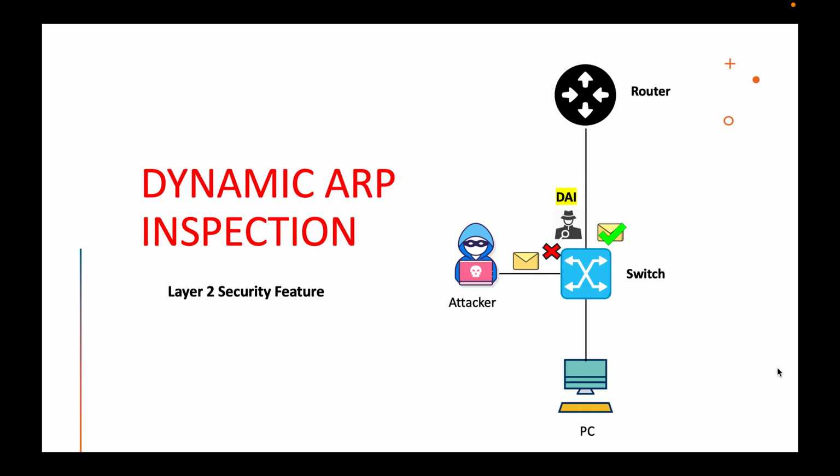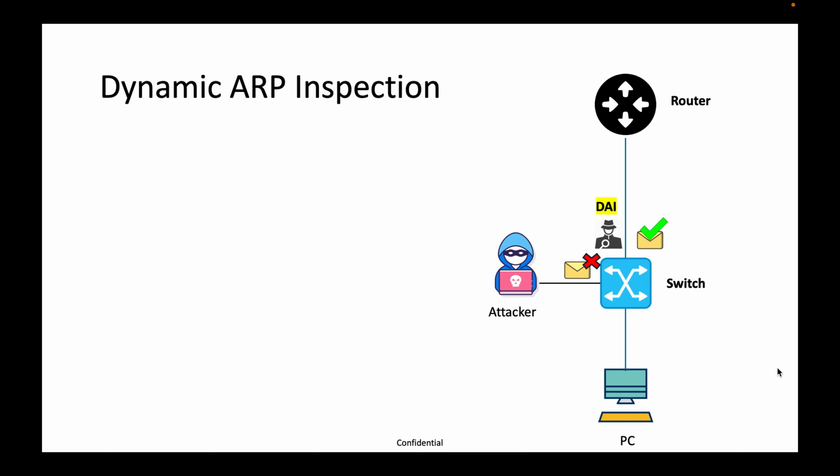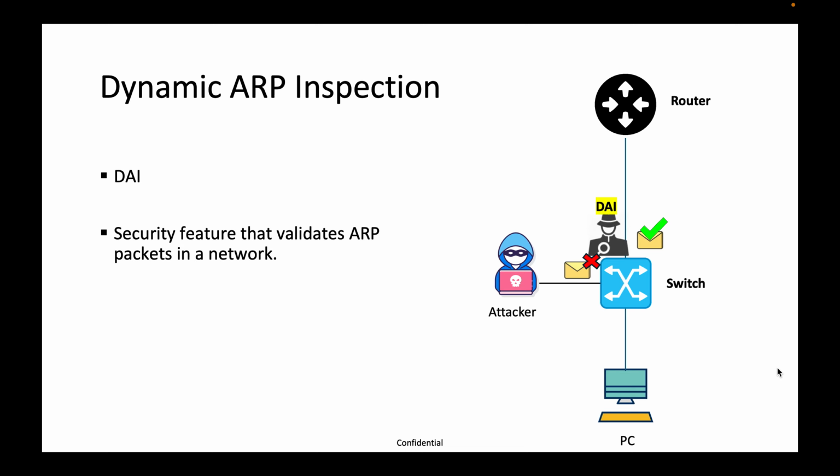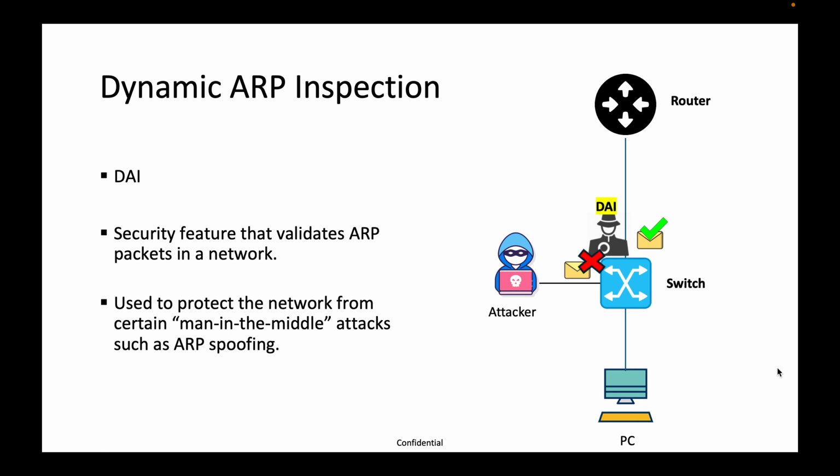Everyone, in this session of the CCNA series, I will discuss Dynamic ARP Inspection. As you know, Dynamic ARP Inspection, also known as DAI, is a security feature that validates Address Resolution Protocol, or ARP, packets in a network. It is used to protect the network from certain man-in-the-middle attacks such as ARP spoofing.